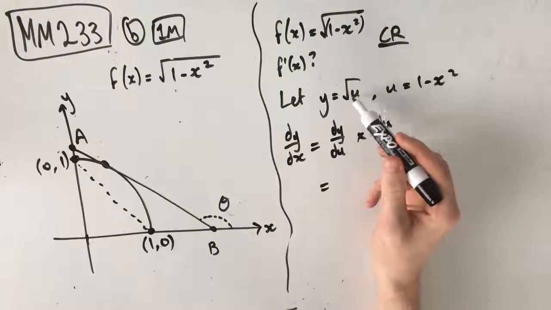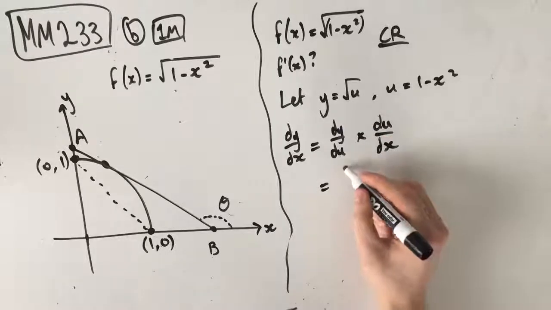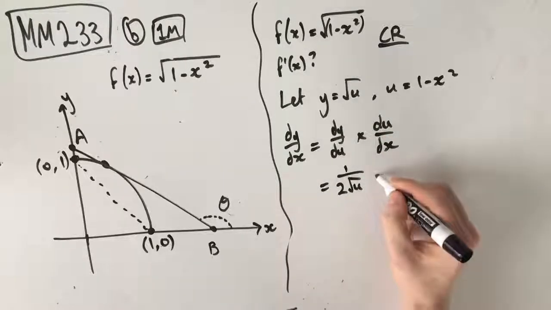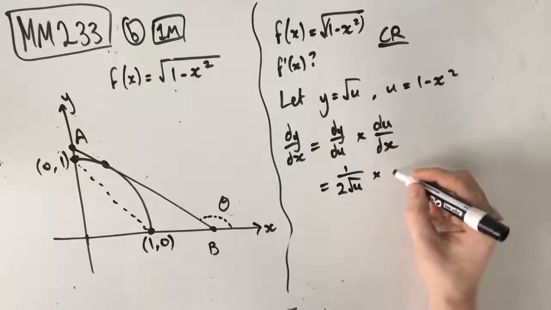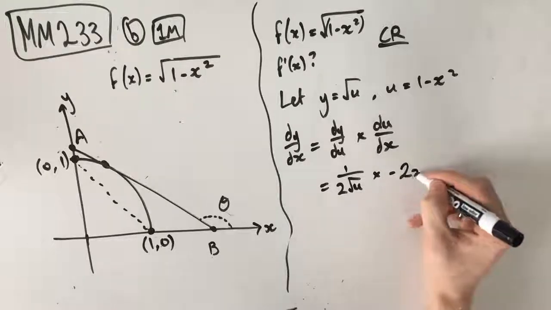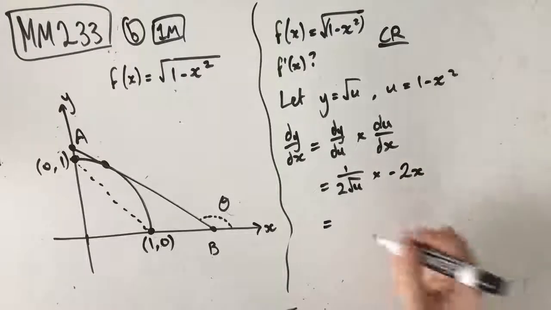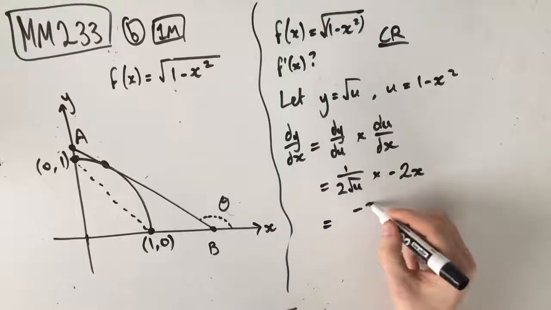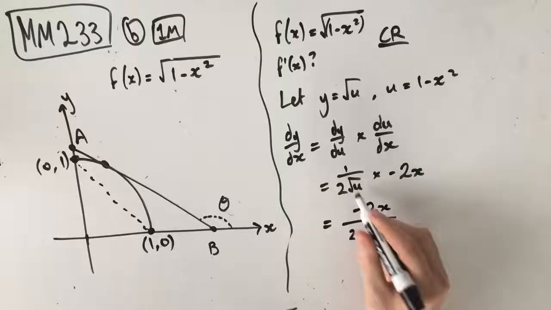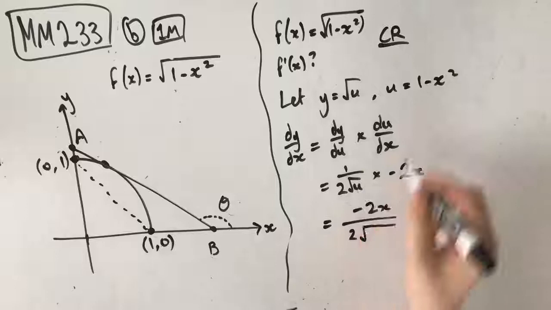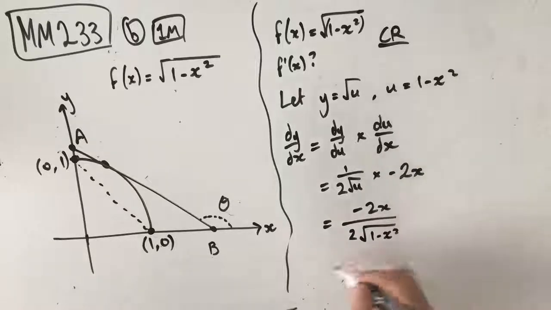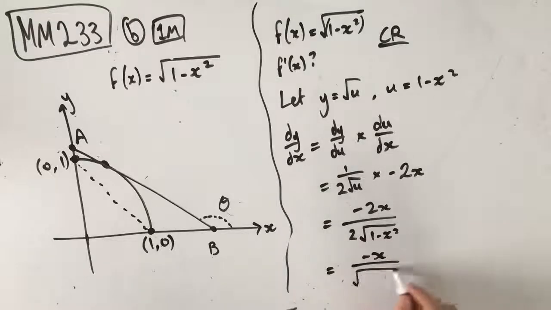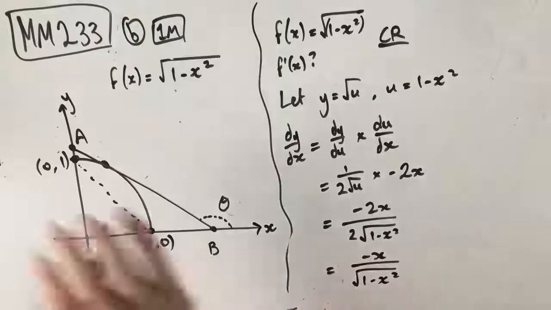The derivative of root u is 1 over 2 root u. Our derivative of 1 take x squared is negative 2x. Awesome. Then we simply multiply these together, so the negative 2x goes to the top of the fraction. We get 2, and then root u, where u is 1 take x squared. So 1 take x squared, which means that these 2's can cancel. We get negative x over root 1 take x squared.